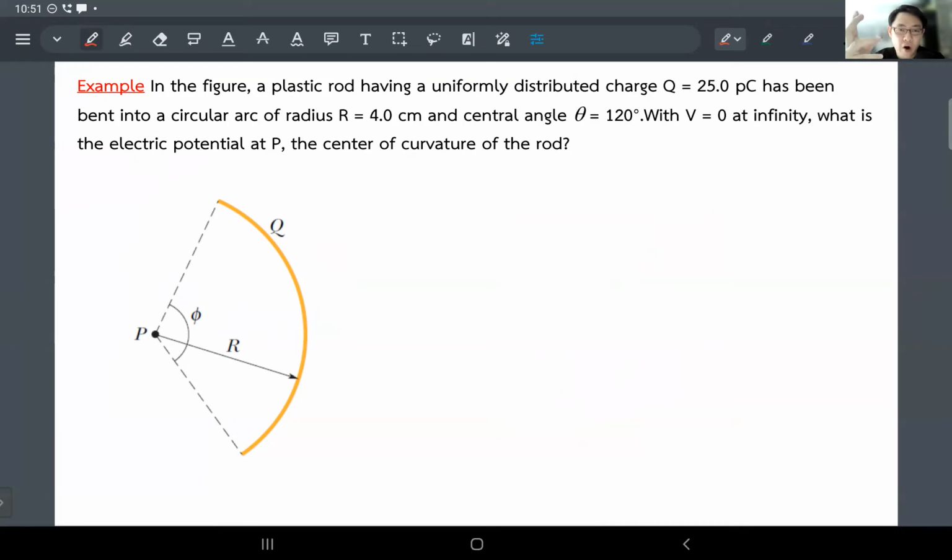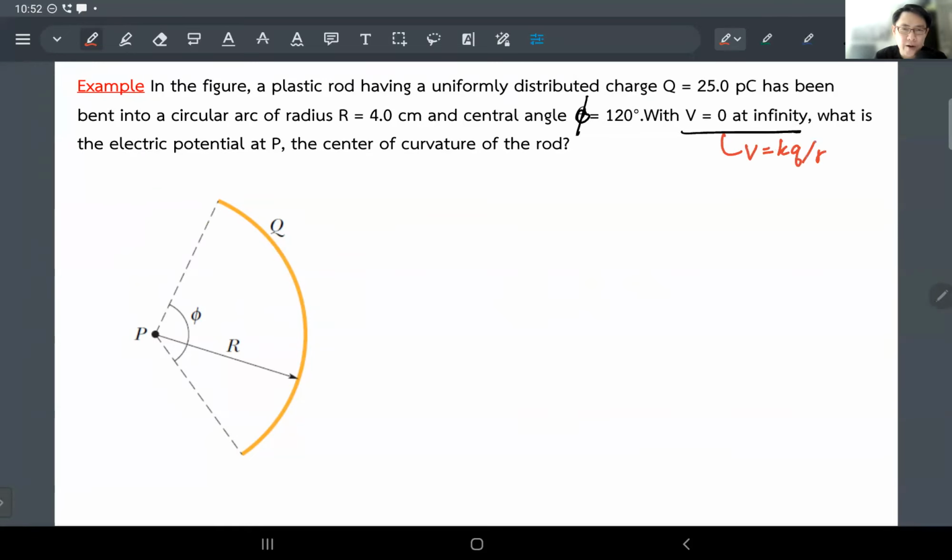The radius R is given. The central angle is also given. It's supposed to be phi. Sorry, guys, that's not theta, but anyway, that's your central angle over there. With V equal to 0 at infinity, that's nice, so that means you're going to be able to use kQ over R.